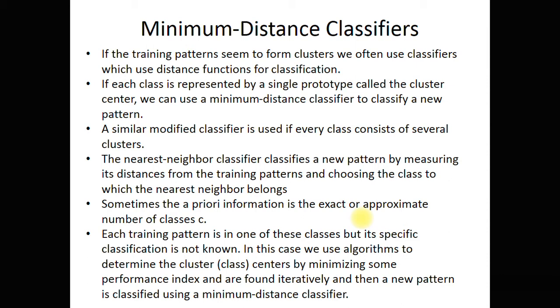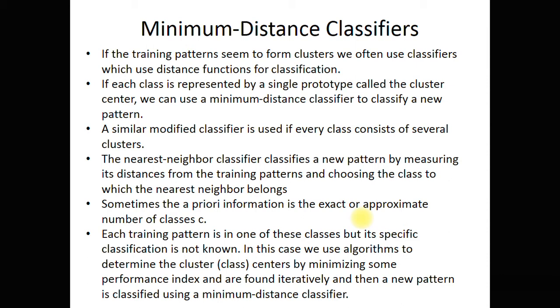A similar modified classifier is used if every class consists of several clusters. The nearest neighbor classifier classifies a pattern by measuring its distance, naturally the Euclidean distance, from the training patterns and choosing the class to which the nearest neighbor belongs.